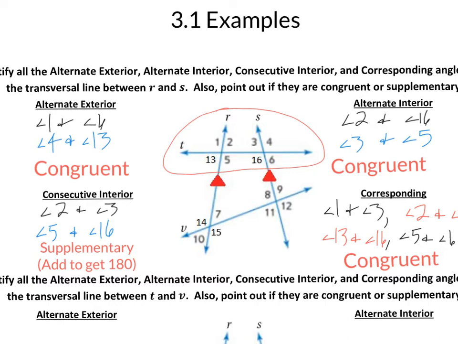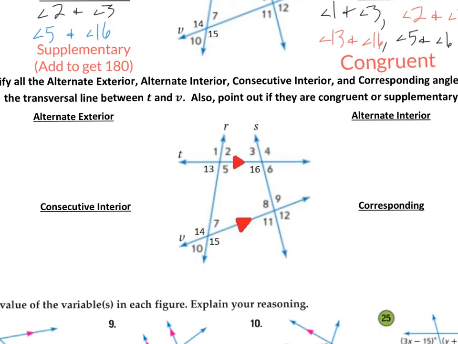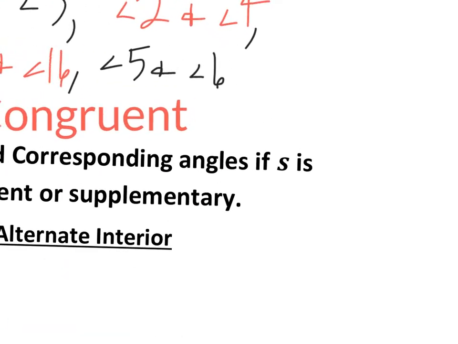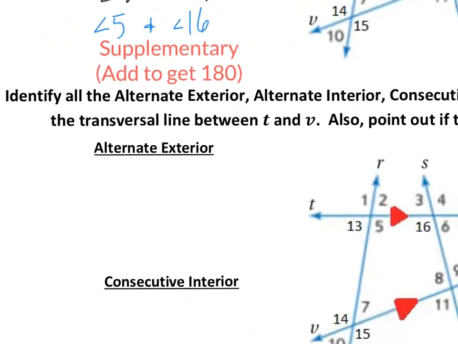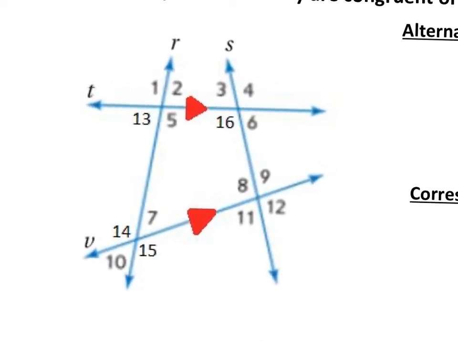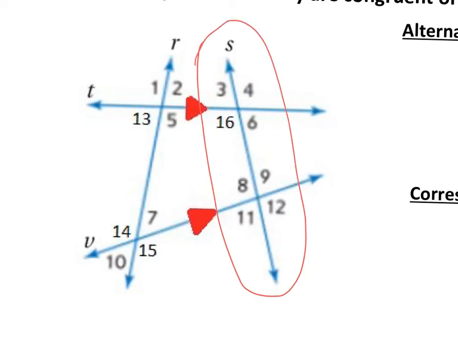So what I'll do now is another example with the same picture, only S is going to be my transversal line between lines T and V. So if I'm looking at S, T, and V, I'm looking at this group of angles right here. To determine what's congruent or supplementary, I'd have to mark these lines as parallel. Again, I know they don't look parallel, but I'm marking them as parallel so that we can say what's congruent or supplementary, okay?